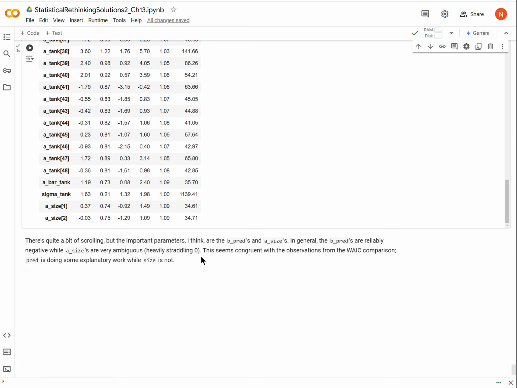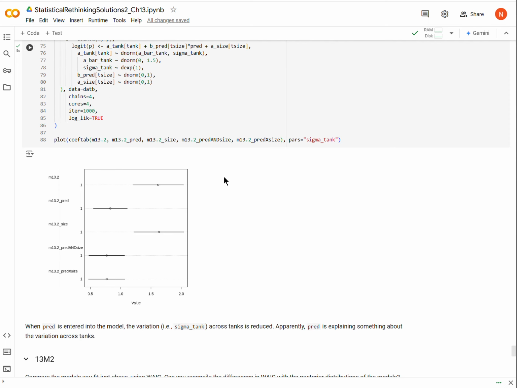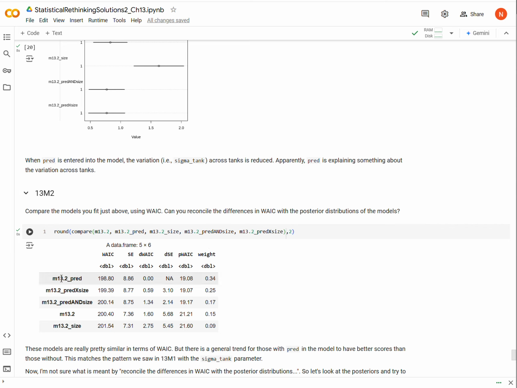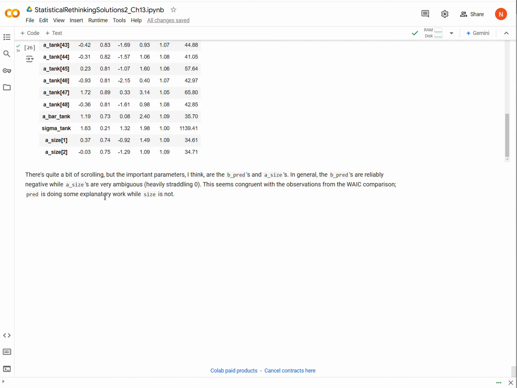In the WAIC comparisons, we saw that the models with predation are generally scoring better. When we were comparing the sigma values of the different models, we saw that the sigma values were reliably smaller. In other words, there's less unexplained stuff happening in the data when we have predation in there. And now we see that all of the beta predation parameters are reliably negative. All of these indicate that predation is really explaining something in our data set. Okay, we'll call that good there.